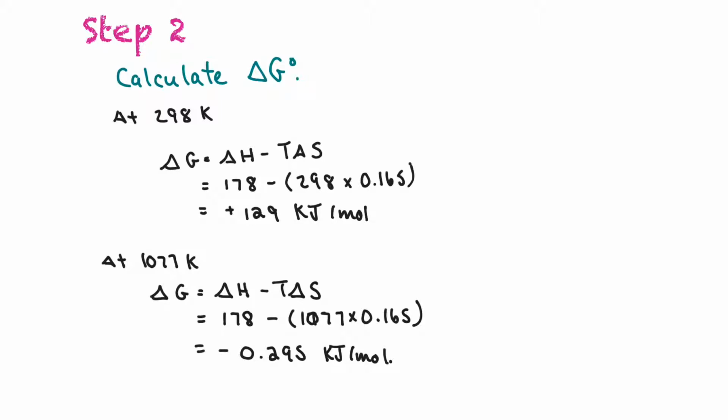So in the first example, because delta G is positive, it's not spontaneous. And then at the second one, because it's negative, it is spontaneous at that higher temperature.